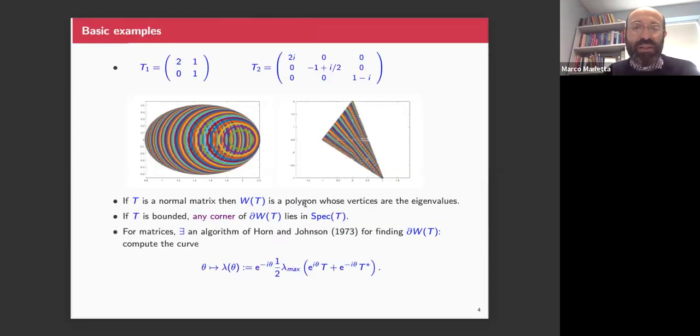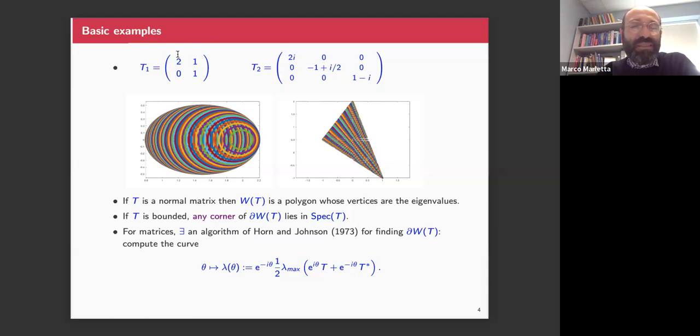Okay, so here's a couple of pictures of numerical ranges. Here are a couple of matrices. You're going to have to ignore the multicolors in the pictures. Just think of these as being uniformly colored. The colors are an artifact of the package I used for plotting these sets.